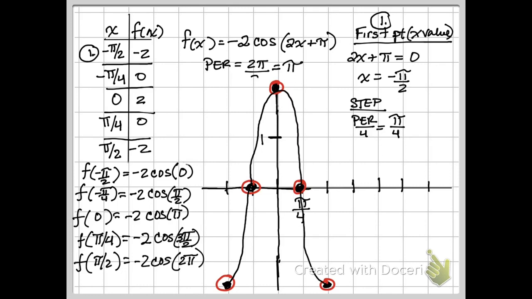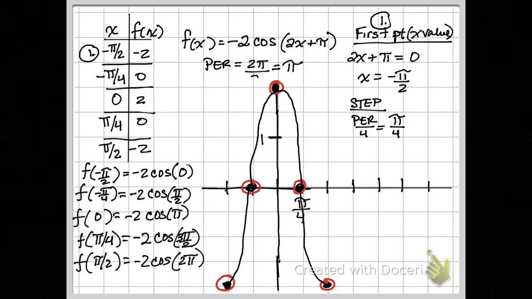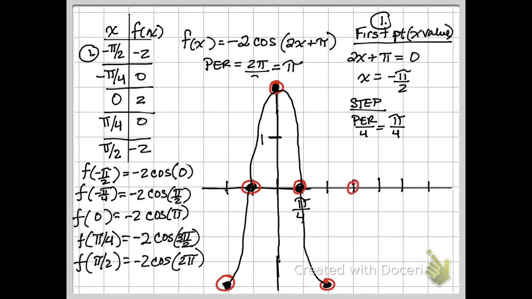And then often we want to do 2 cycles. You sometimes are asked for that. Your text will probably ask for that. So I'm just going to follow the pattern. 1, 2, 3, 4. See? It doesn't take much to get a second cycle here. And then smooth the curve through those. And there it is.